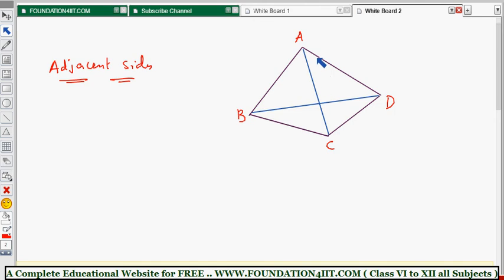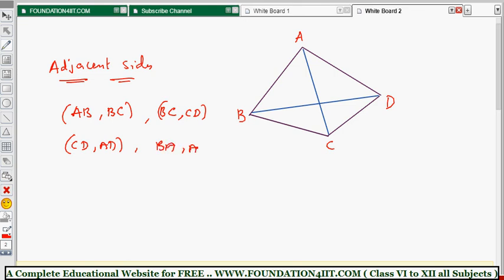And in this, AB and BC are also adjacent sides, and BC and CD are adjacent sides. So when they have the common point, the common vertex, here AB and BC are both adjacent to each other. Similarly, BC and CD, and similarly CD and AD, because these have a common vertex. At the same time, A is the common vertex for BA and AD. Okay. These are the adjacent sides.